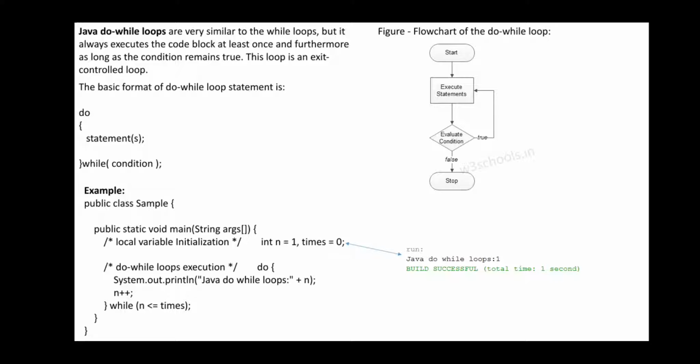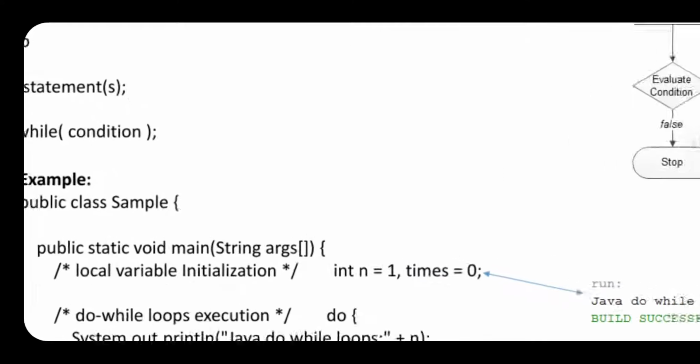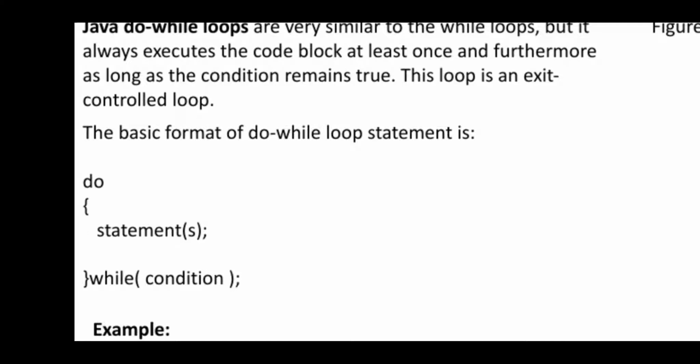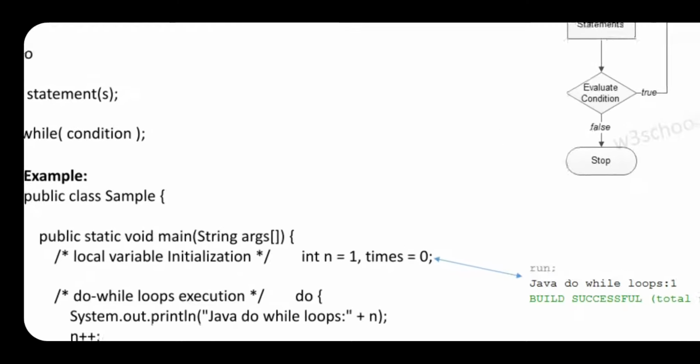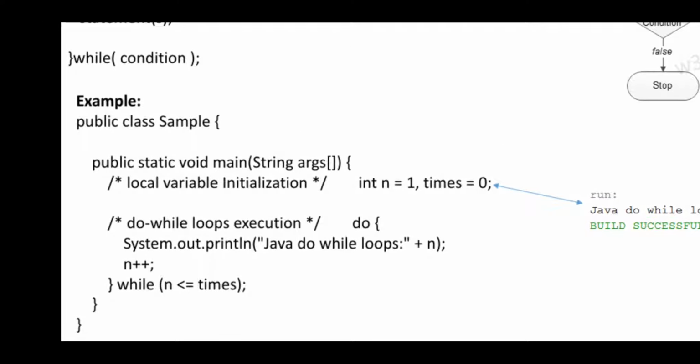So you can take a direct example. There is nothing special here; you just check the syntax or format. Do, execute the statements, check the condition. So we can call it an exit controlled loop. Exit controlled loop means after coming out of the loop, it checks the condition. And while is called an entry controlled loop, because before the entry of the loop, it checks the condition. So there is a lot of difference between do while and while statements.